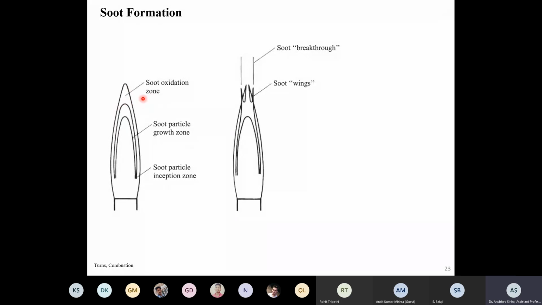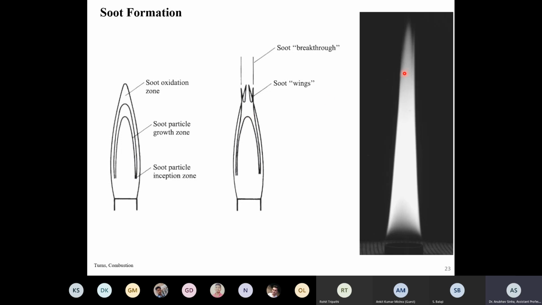Okay, but sometimes you can either oxidize or burn it properly, or it can also escape the flame, as someone was discussing. So it is like a hole in the flame front. So what will happen is soot. This is called soot wings. So some particles may also leak, may go past the flame without completely burning. Okay, so let us look at a picture. Can you see one line here?